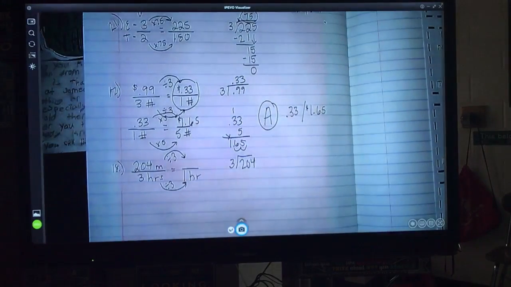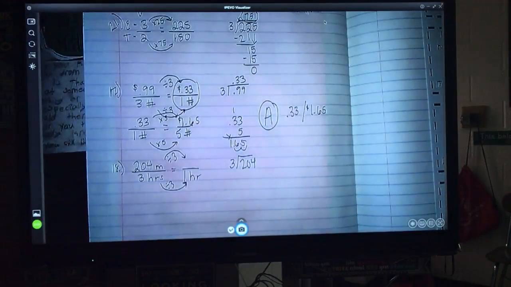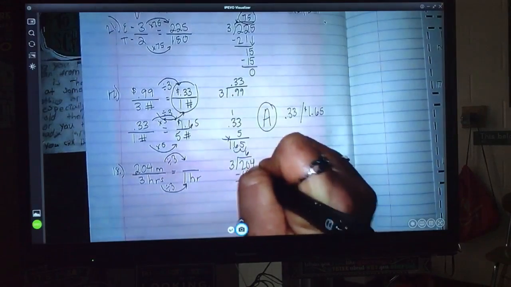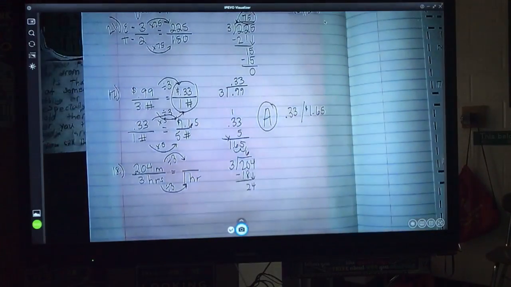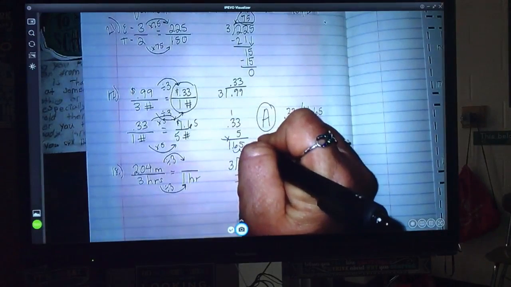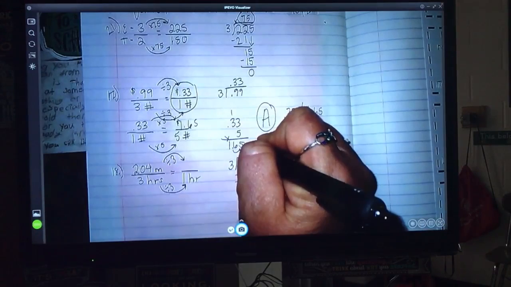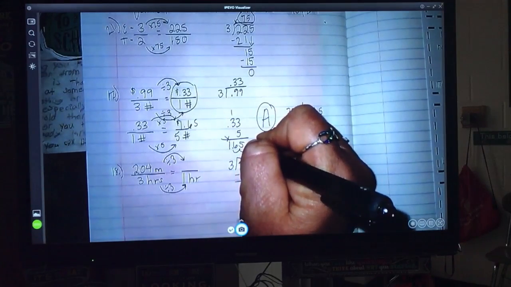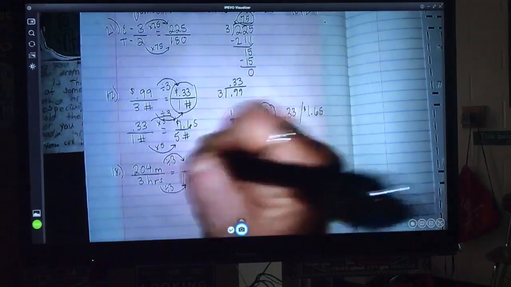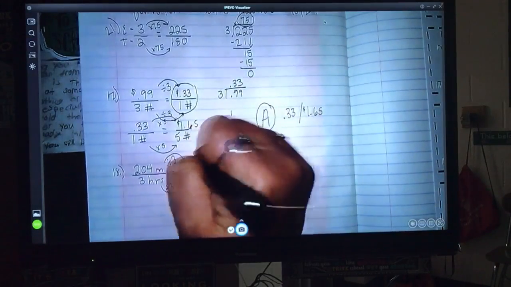What can I multiply 3 by to get close to 20 without going over? Christiana? 6. What do I multiply 3 by to get 24? Gemma? 9. Nope. 7. Nope. Only one left. 8. Alright, so they can go 68 miles in 1 hour.